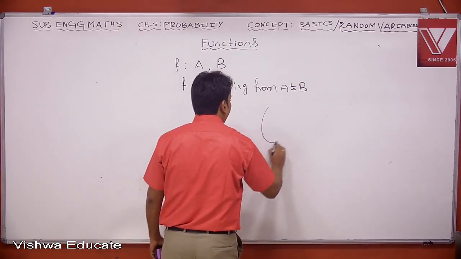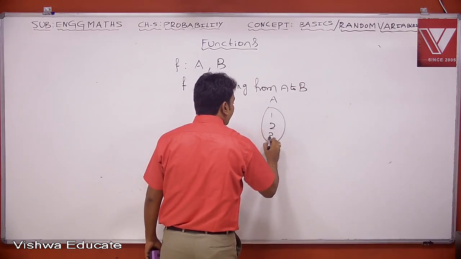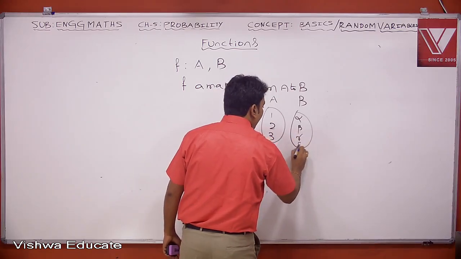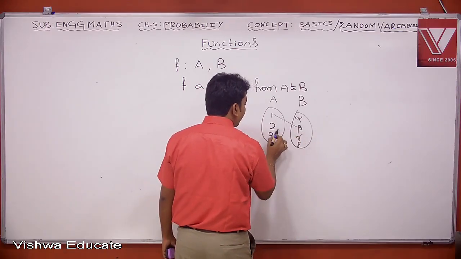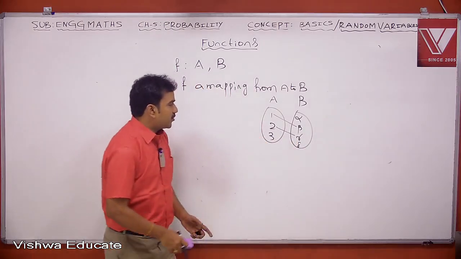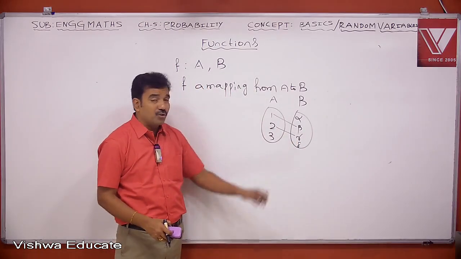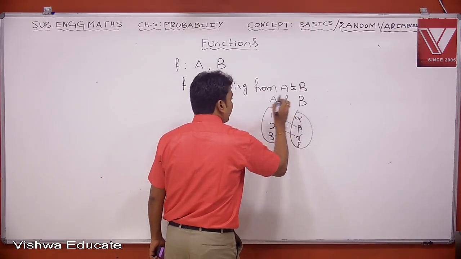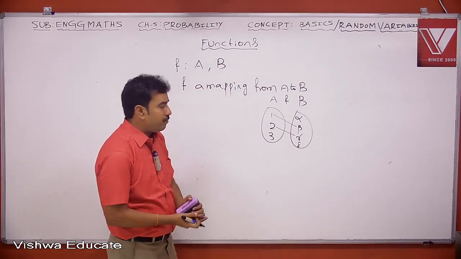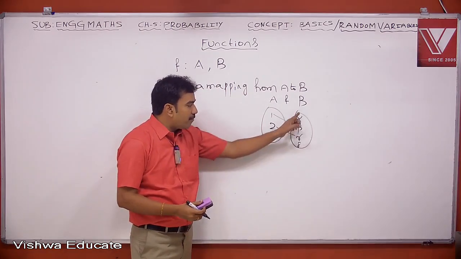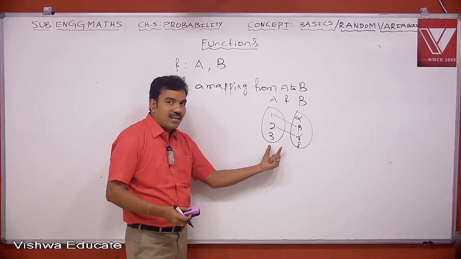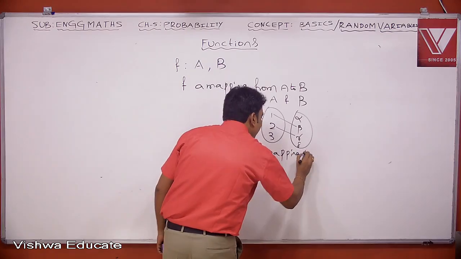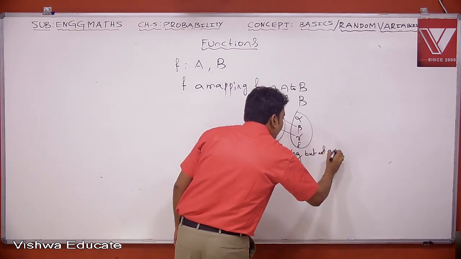Let us say, for example, the set A is like this. Set A contains 3 elements. Set B contains, for example, 4 elements: alpha, beta, gamma, delta. So 1 is mapped to beta, 2 is mapped to gamma. Now you can see elements of A are mapped to elements of B. So it is a mapping. We call this mapping F. It is a mapping but not a function, because 3 is not mapped to any element of B.